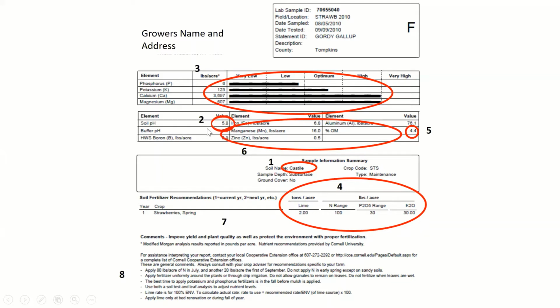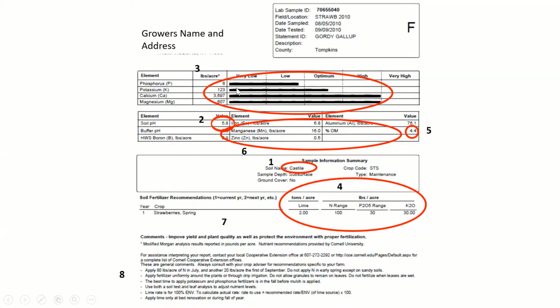The second thing you'll want to know is the pH. And when we talked last week about the importance of pH, especially for blueberries, low pH is important. But for all of these plants, knowing what your pH is truly important, because that helps you understand how available the nutrients are. So number 3 is all of the nutrients.